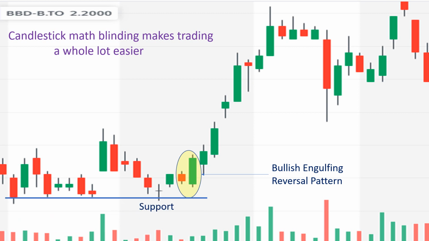This technique is only good if you remember the engulfing pattern. But if you don't remember, you are in trouble. So the best technique is candlestick math blending. Let's compare it to candlestick math blending.